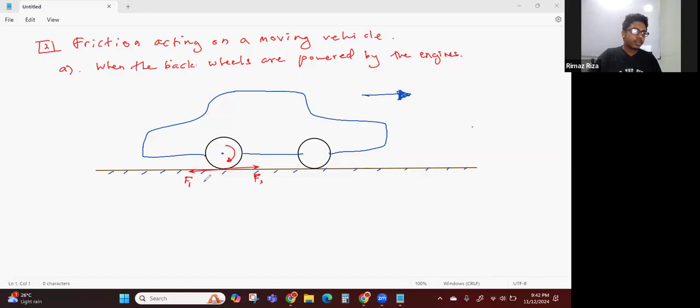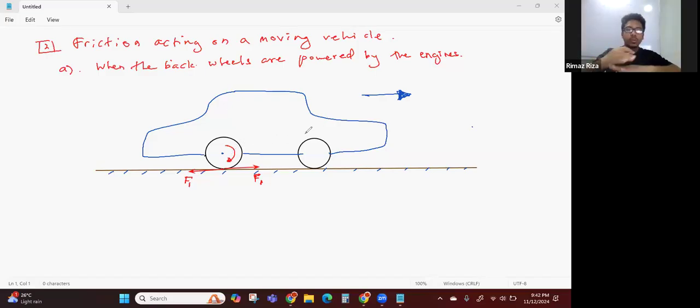So this F1 is the friction force acting on the ground by the wheels. Therefore, according to Newton's third law, an equal and opposite reaction force acts on the wheel of the car. So this becomes an unbalanced force acting on the car in the horizontal direction, so that the car will move forward.